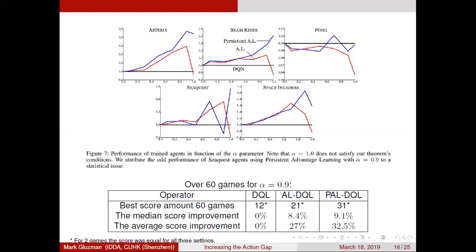Maybe I should draw it. Let's say we have three curves for the same operator and the same alpha. The x-axis is the iteration, and the y-axis is the reward. Then they calculated the average of these curves. This is the average curve.